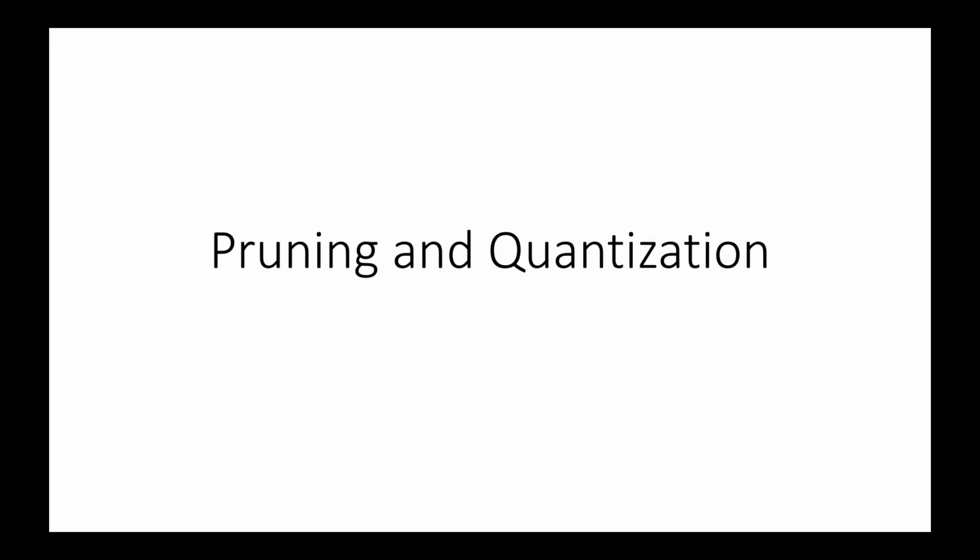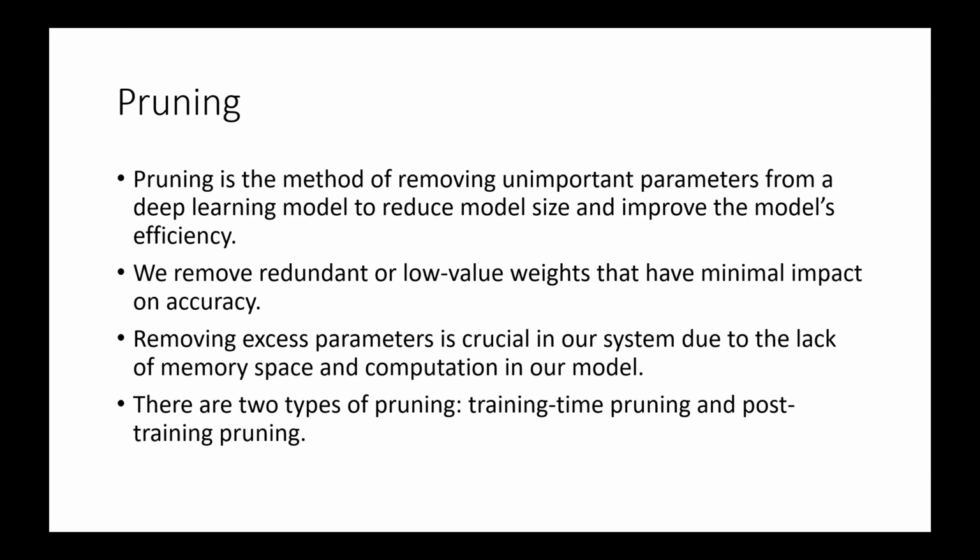One of the crucial things for us in terms of hardware implementation of ML is quantization and pruning. I'll go ahead on what quantization and pruning are and how we are implementing them in our design. Pruning is a method for removing unimportant parameters from the deep learning model to reduce model size and improve the model. We have to remove some unimportant weights which don't have much impact on our accuracy for the final output. This is crucial because of our lack of memory space and the number of computations we want to have in our model.